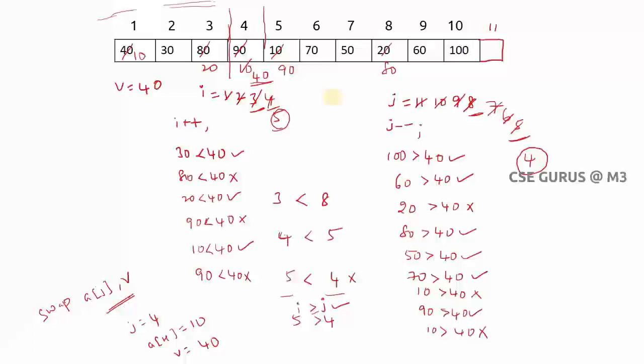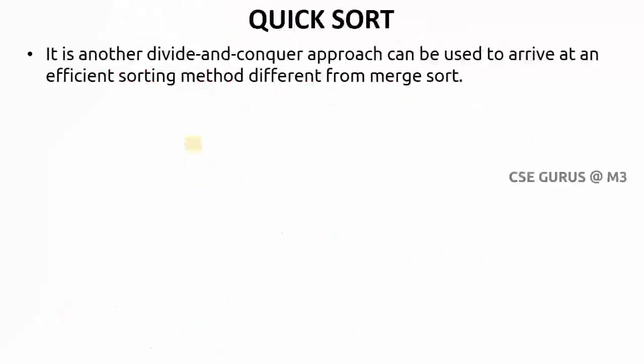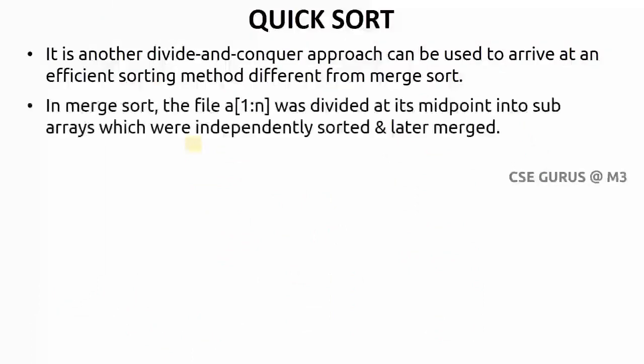So I explained this with an example right now. Now we'll go to the theory part. It is a divide and conquer approach that can be used to arrive at an efficient sorting method. In mergesort, of course we are comparing just with mergesort, the file A of 1 to n was divided at its midpoint into subarrays which were independently sorted and later merged. This point has to be noted here, where you can see this midpoint. Whereas in quicksort the dividing point may or may not be the midpoint, but in mergesort it will be the midpoint.